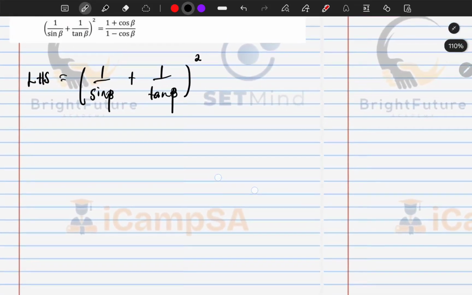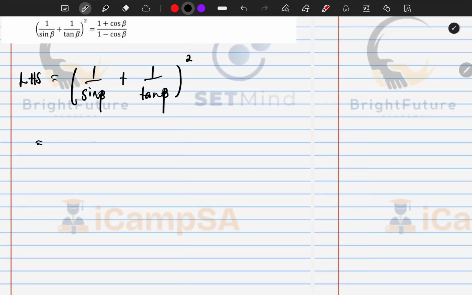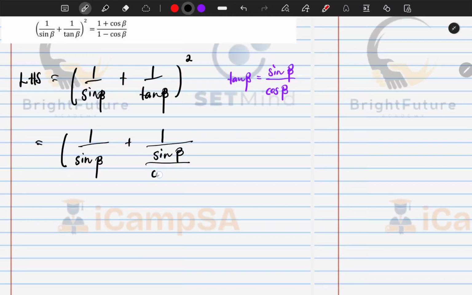Great. So what I'm going to do is say I have 1 all over my sine of beta plus, what is tan? Tan of beta can also be written as sine of beta over cos of beta. So that's what I'm going to do. So this is going to be 1 over sine of beta plus 1 over sine of beta over cos of beta, all squared.